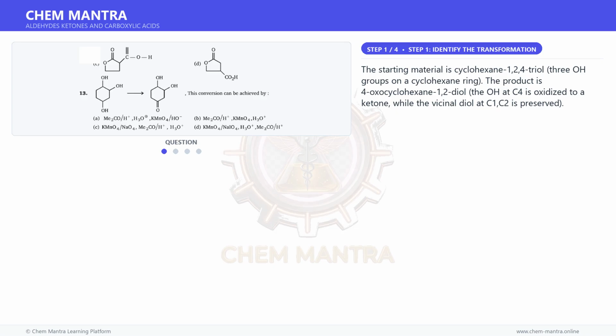The starting material is cyclohexane-1,2,4-triol, with three OH groups on a cyclohexane ring. The product is 4-oxocyclohexane-1,2-diol. The OH at C4 is oxidized to a ketone, while the vicinal diol at C1, C2 is preserved.